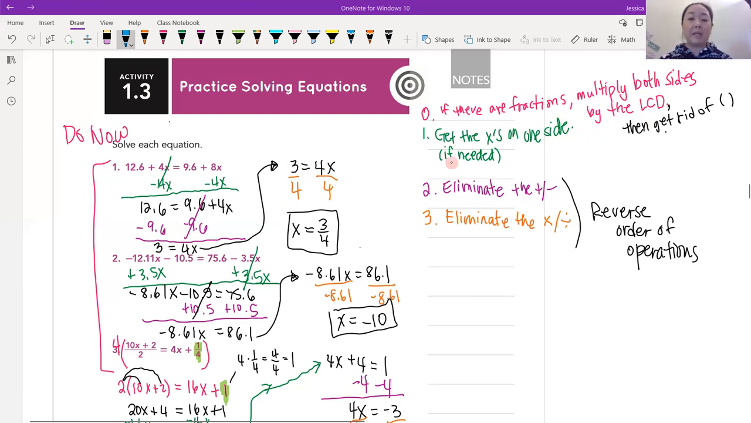Okay, and again, the only way you're going to get better at these is if you actually do them. So if you did not do them in class, or if you were not in class, I would just write problem number 1 down: 12.6 plus 4x is equal to 9.6 plus 8x. Copy that down, and then just do it. If you really don't know how to do it, follow along with me and we can do it together. Just make sure you're doing it as well. You're not just looking, because looking is different than actually doing it.